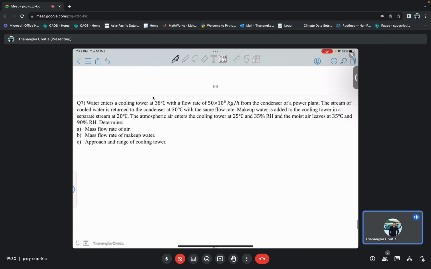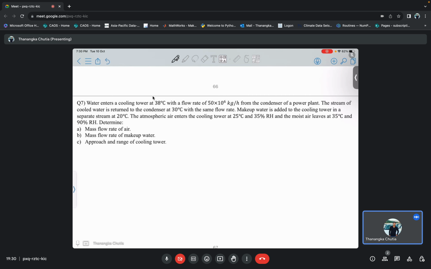so water enters a cooling tower at 38 degrees Celsius with a flow rate of 50 into 10 to the power 6 kg per hour from the condenser of a power plant. The stream of the cooled water is returned to the condenser at 30 degrees Celsius with the same flow rate. Makeup water is added to the cooling tower as a separate stream at 20 degrees Celsius.